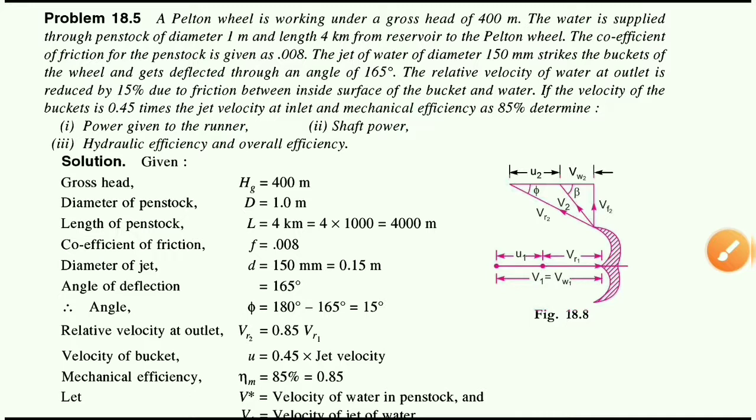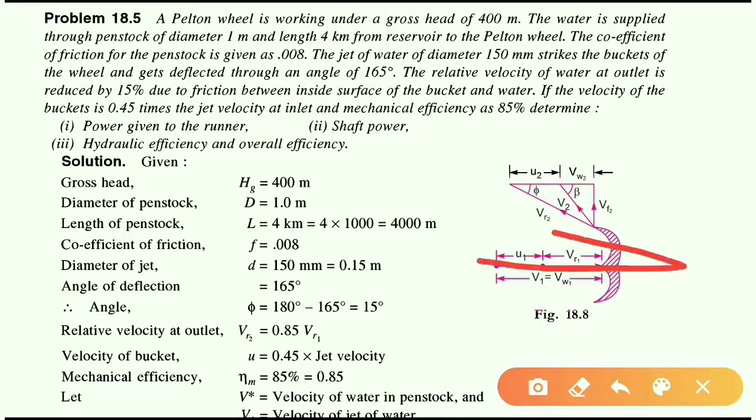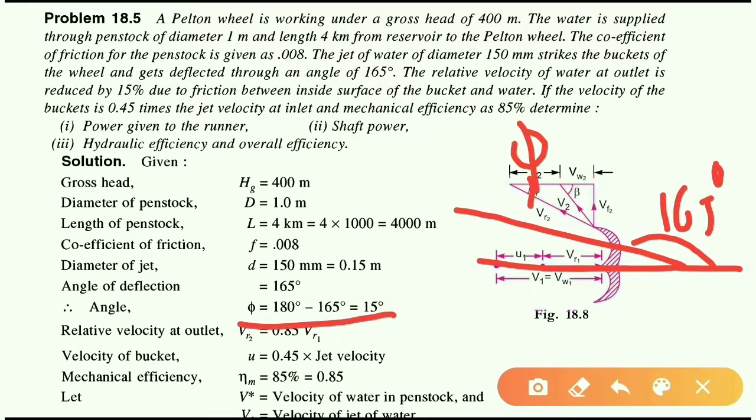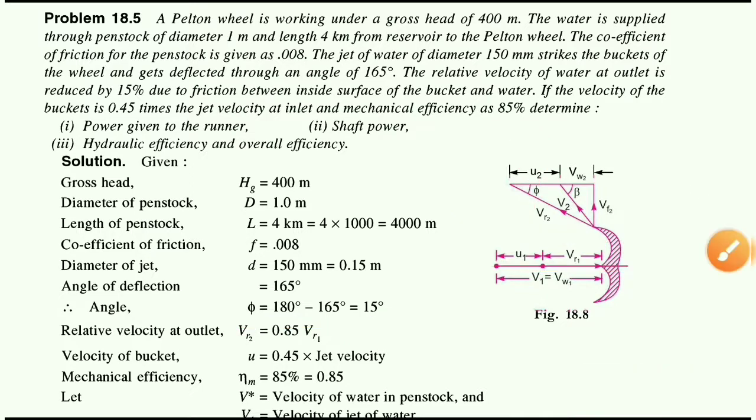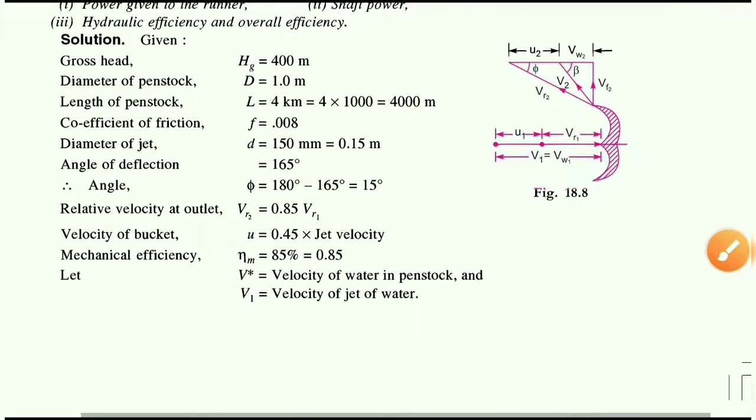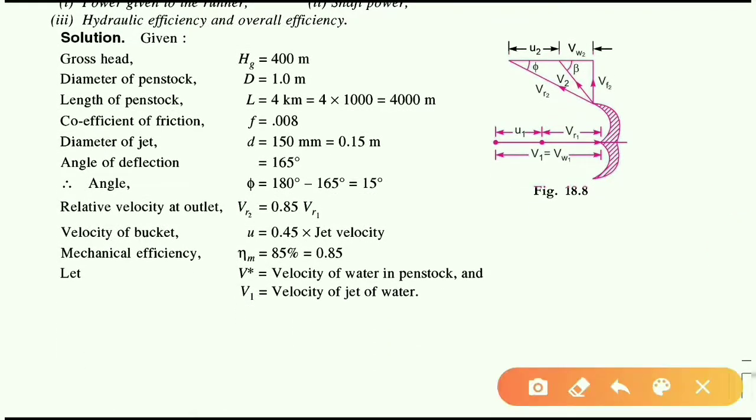Then the angle of deflection is 165 degree. This angle is 165 degree. Hence we can find out this phi is equal to 180 minus 165, which is equal to 15 degree. The relative velocity at the outlet is 85% of the relative velocity at the inlet. As in this case there are losses, the relative velocity at the inlet and outlet are not the same. It is 0.85 times that of the inlet.